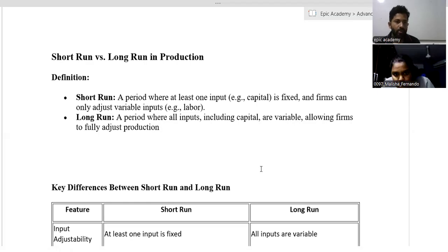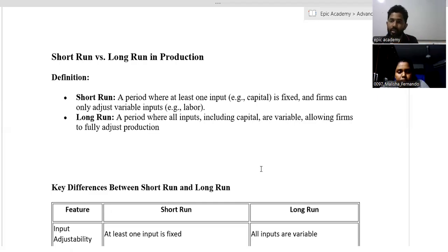What is the meaning of long run? A period where all inputs, including capital, are variable. That means each and every input is variable, and everything can be changed, allowing the firm to fully adjust production. Yes, they can adjust total production. They can wind up the production and a new production can start.